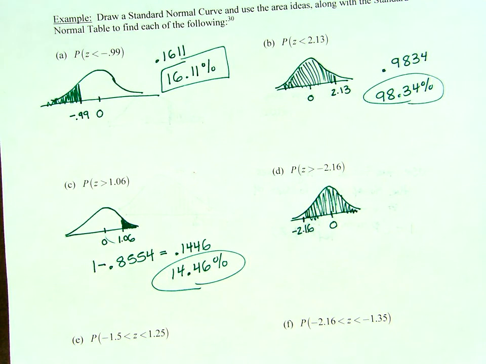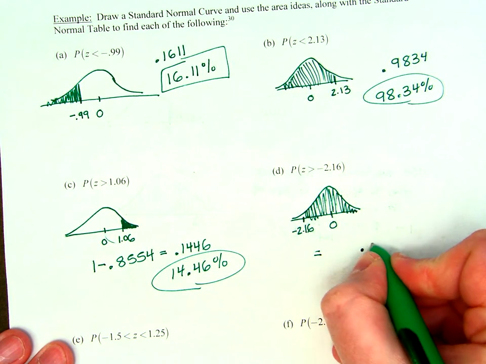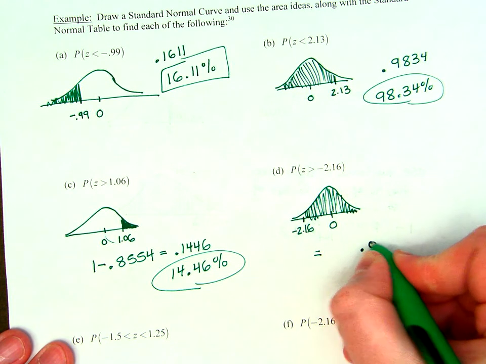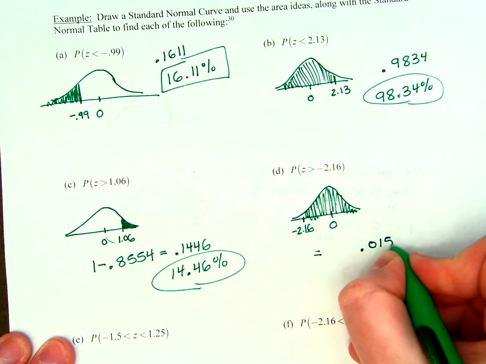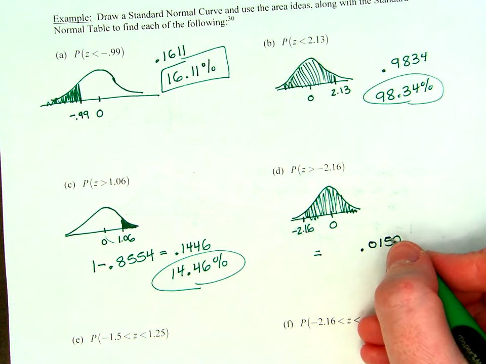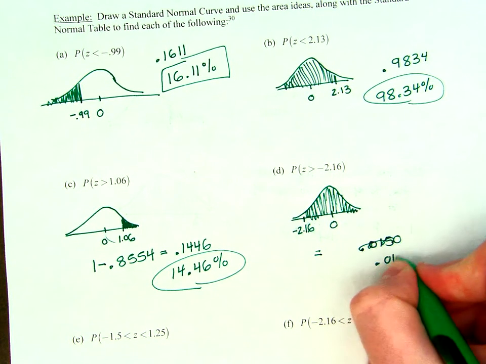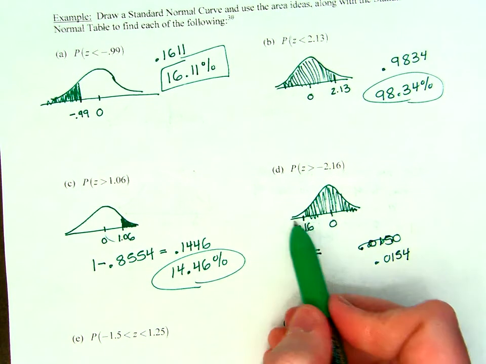Go to the negative side of your table. I think you should be finding that 0.0150. No, hold on. I think I got that wrong. Nope, sorry. 0.0154 of the data is over here.